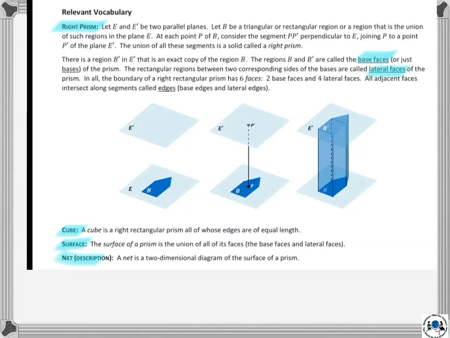Okay, and a net is a two-dimensional diagram of the surface of a prism. So it's a prism, or a three-dimensional object, that is flattened out, all its pieces, and then measured. Measured to get the surface area, of course, but the net itself is just the flattening out of all of those faces. Okay?